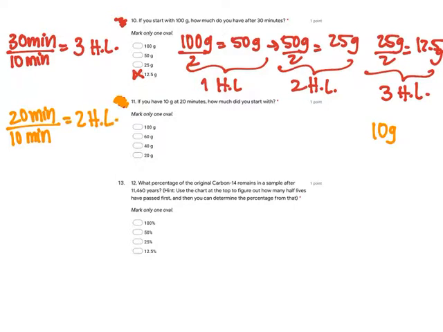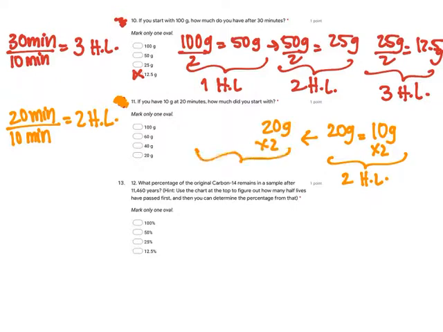So we need to multiply this quantity by 2 to go backwards, right? What did we have originally? So 10 grams times 2 will show us how much we had at the beginning of our second half-life. 10 times 2 would be 20 grams. We would multiply 20 grams by 2 one more time to figure out what we had at the beginning of the first half-life. So at the beginning, we must have had 40 grams. Great job.